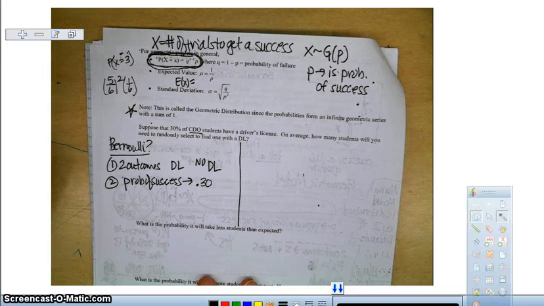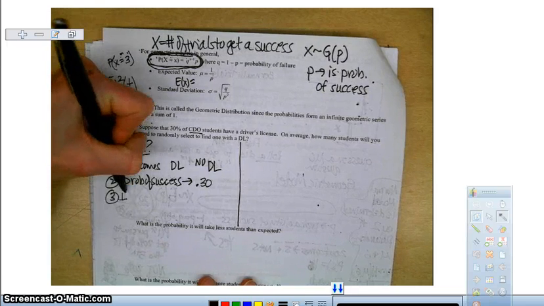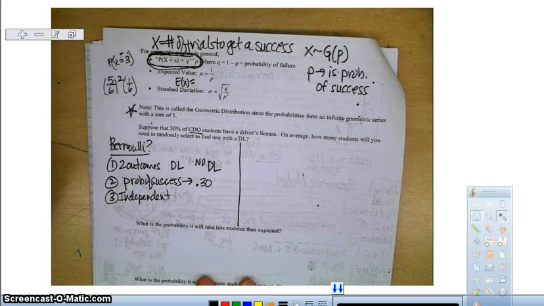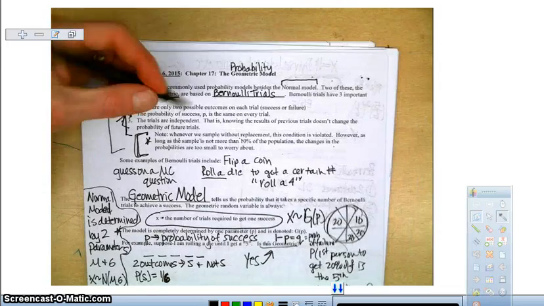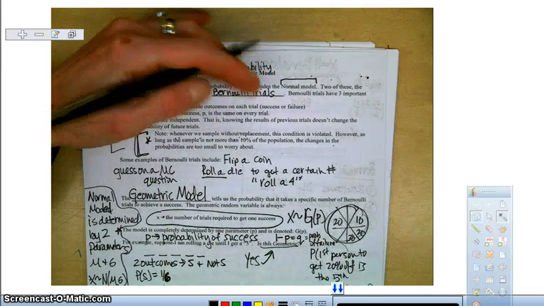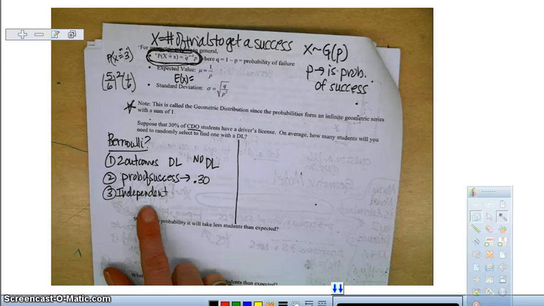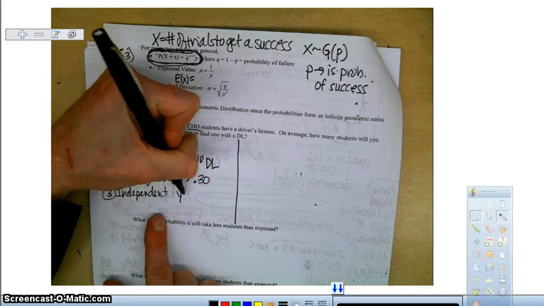Okay. And then third, are they independent? Now this is one of those cases where technically if you're going to ask students, you're taking people out of the population, but if you're only asking like 8 people out of a whole high school, is that really going to make a dent in their population? It actually goes back to this rule right here. Note, whenever we sample without replacement, do you suppose you're going to have to ask 150 students before you find one that has a driver's license? No, probably not. So I would say that yes, it's going to be independent.